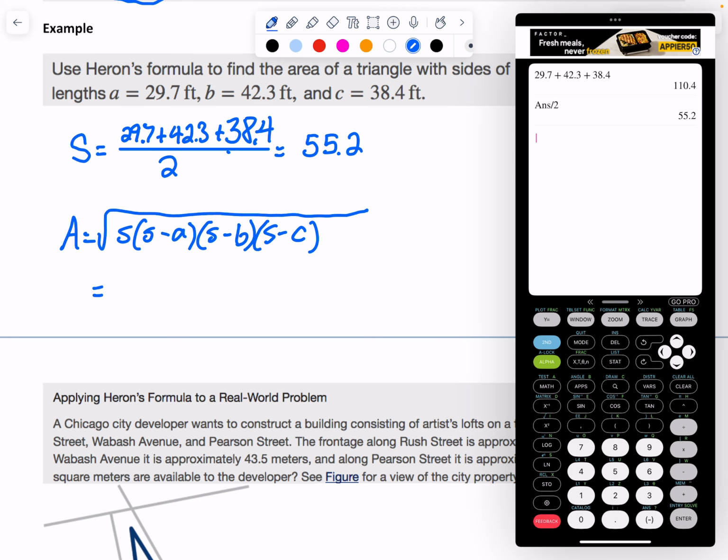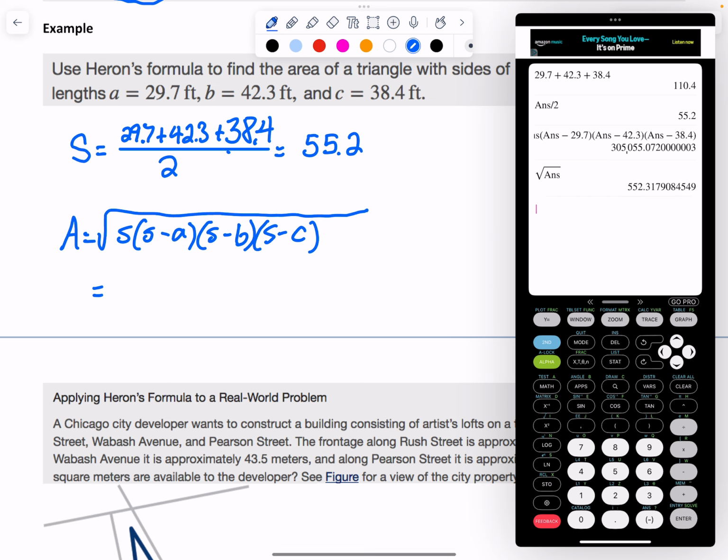I'm going to do this all at once, I think that's going to be our better bet. I'll wait to do the square root until the end, but this allows me to use the answer key so I don't have to keep typing it in. So now I'm going to do answer minus A, which was 29.7. Close that, open another one, do the answer again, so I don't have to type that in a bunch. Minus 42.3, close, and then the last one, answer minus 38.4. That's just the inside, and then I take the square root of that answer.